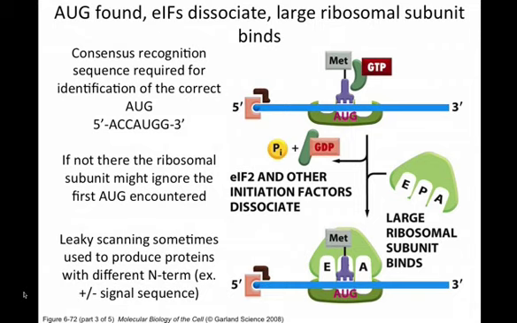And so there are these consensuses. Another consensus sequence, we can have a whole exam on consensus sequences, right? They keep coming up. So there's this consensus recognition sequence called the Kozak sequence. That's required for identification of the correct AUG. And this is the sequence right here. AUG is right in the middle of it, so you could think of it as the context that AUG is in. That's where the small ribosomal subunit is going to scan and look for AUG in that context. And if it's not there, then the ribosomal subunit might ignore that first AUG.